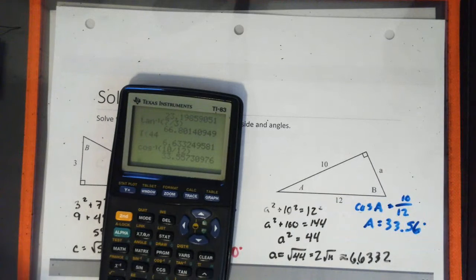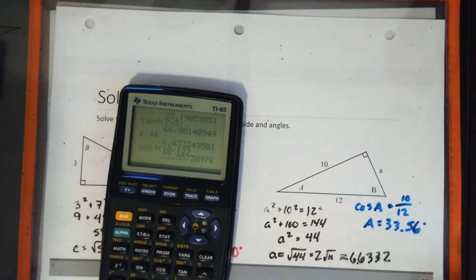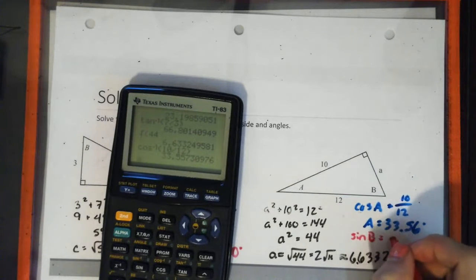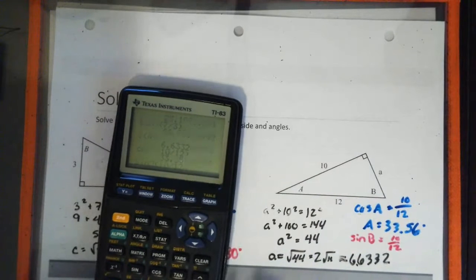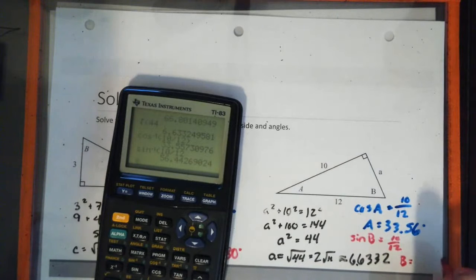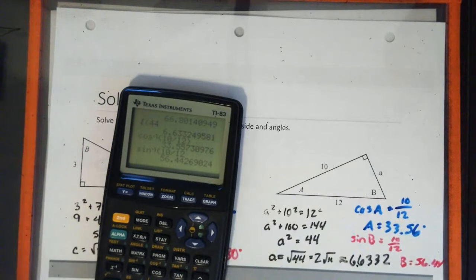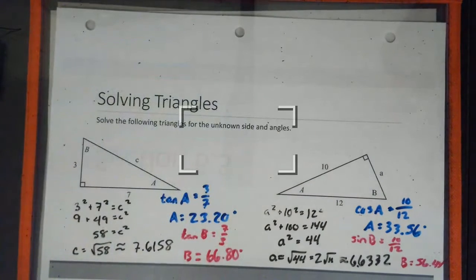And then for angle B, the opposite is 10, the hypotenuse is 12, so I could use sine of angle B is equal to 10 over 12. And if I inverse sine that, we get that angle B is about equal to 56.44 degrees. Hopefully those aren't too bad, using the Pythagorean theorem along with our definitions of our other trig functions.